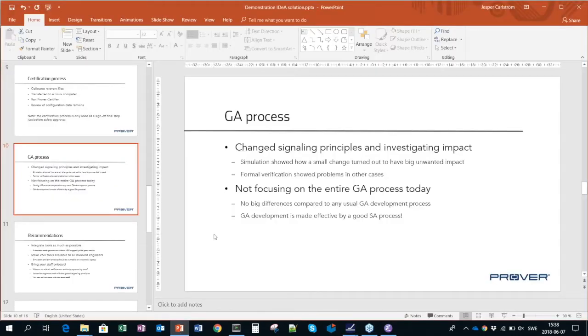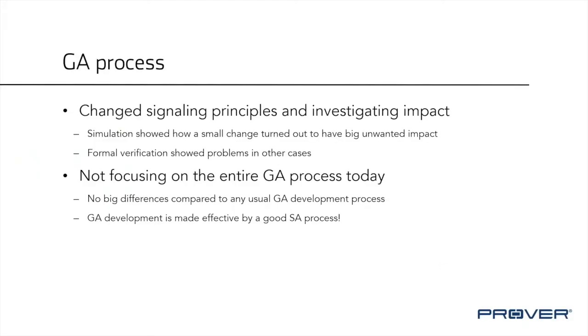Okay, let's sum up again. I didn't talk so much about the generic application process in itself, but I showed how we could change a few principles and have quite some impact. Simulation showed how a small change turned out to have big unwanted impact in a functional sense, and formal verification showed problems in other cases.